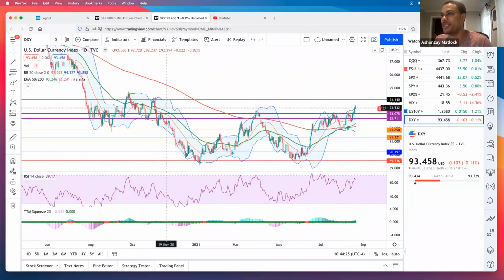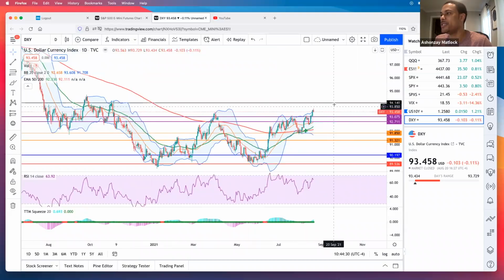So we're in this zone now. So this is going to be the trading zone that we want to pay attention to, and how does the dollar index move? So that's the dollar index.